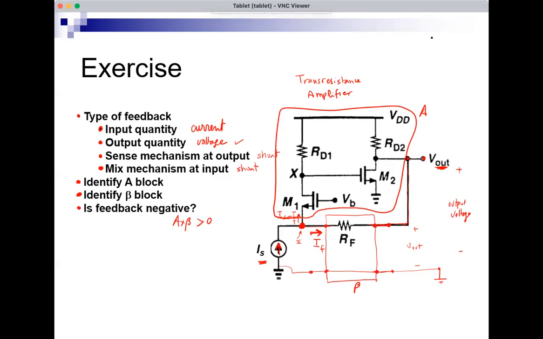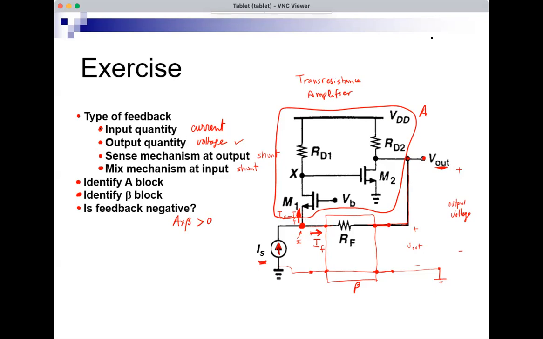I don't need to calculate A and beta. The question is just to show that the feedback is negative. So I just need to know the sign of A and beta. So we can follow the flow of the quantities. So this is the input current here.